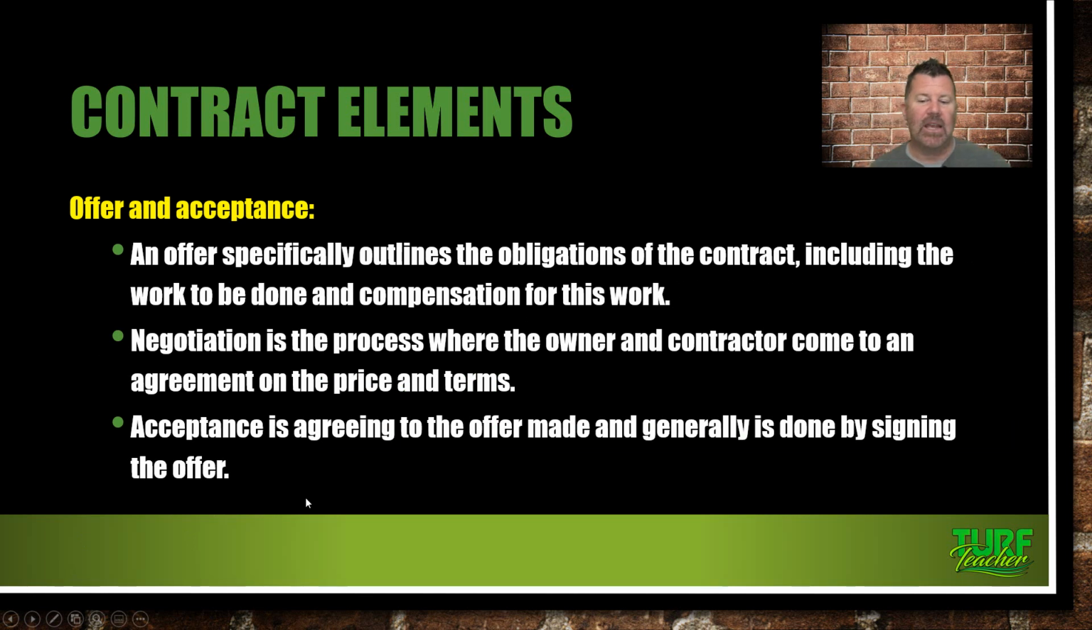So offer and acceptance. An offer specifically outlines the obligations of the contract, including the work to be done and the compensation for this work. You're going to do the job, a redo of their landscape around their pool, $15,000. Negotiation is the process where the owner and contractor come to an agreement on the price and terms. Acceptance is agreeing to the offer made, and generally is done by signing the offer.